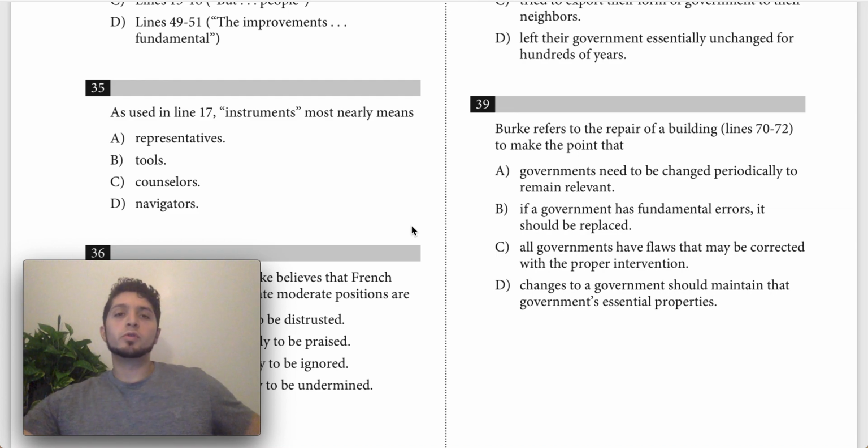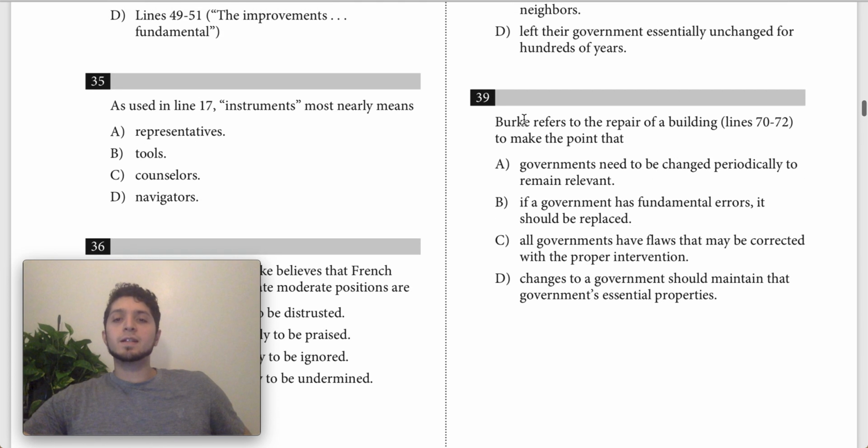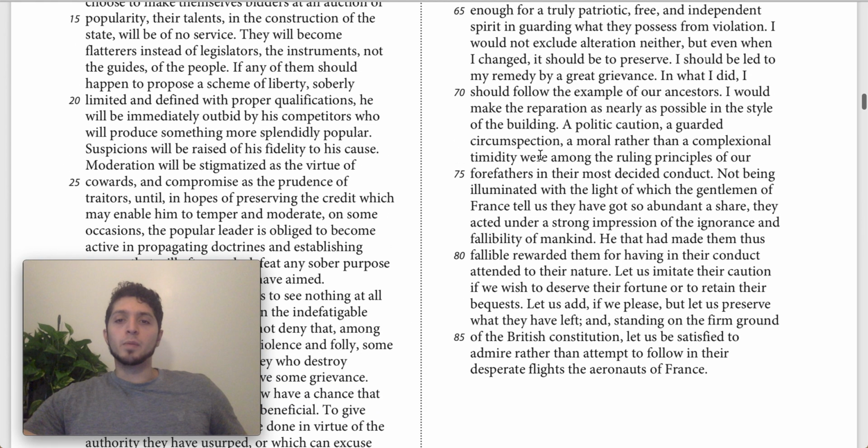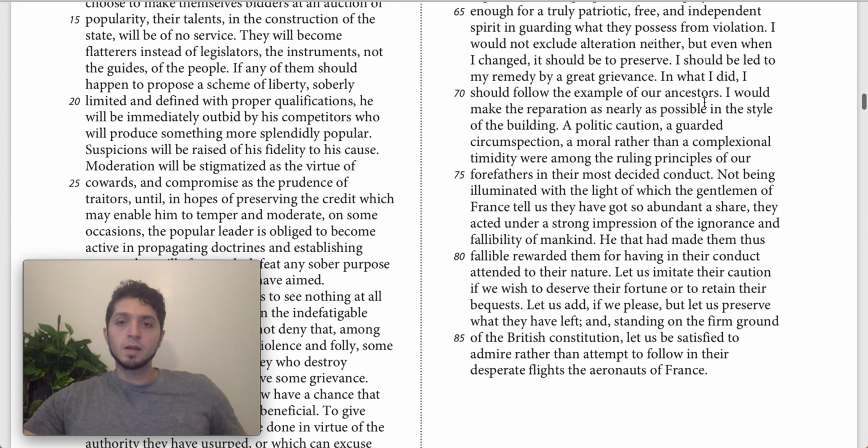AP17. This is the April 2019 QAS test, and let's jump in to solve it. 39 says, Burke refers to the repair of a building, lines 70 to 72, to make the point that something. So the way to solve this is let's go back up to the building that's mentioned in these lines here, and let's basically see what is the point of mentioning this.